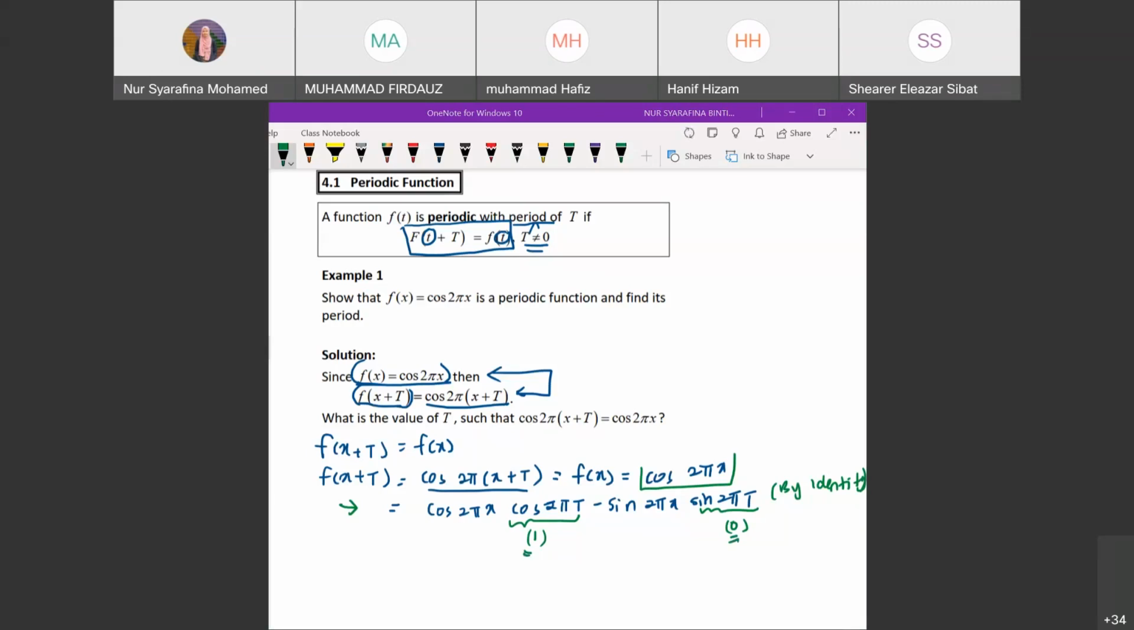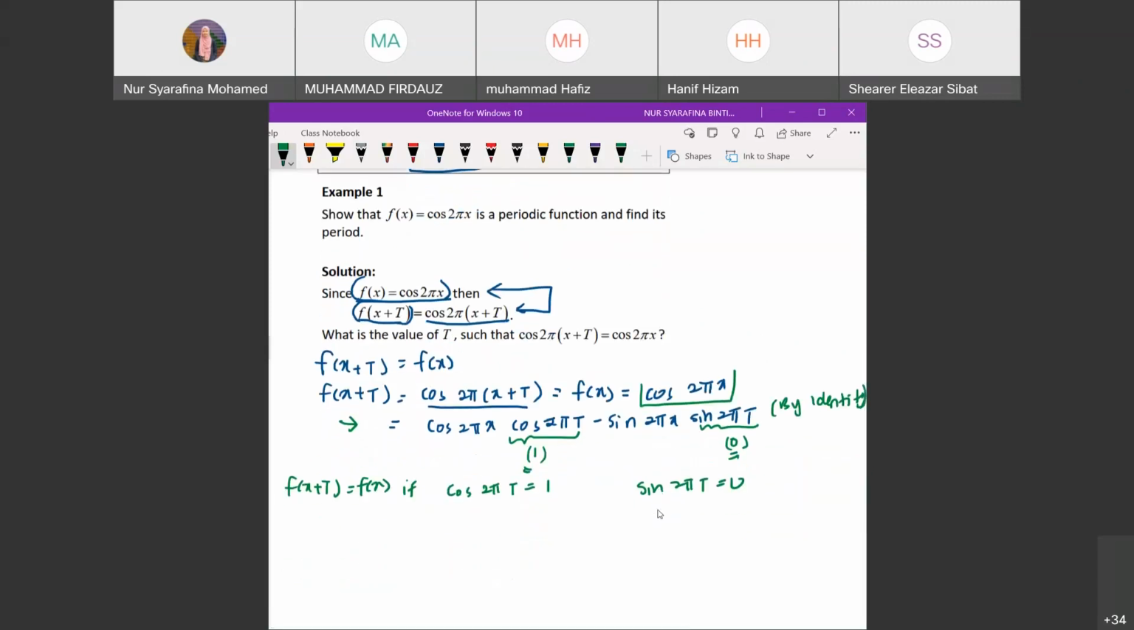Anyone has a question? Okay, good. So now, we can write this in order to find T. So here should be what? cos 2πT equals 1, sin 2πT equals 0. f(x + T) equals f(x) if cos 2πT equals 1 and sin 2πT equals 0.